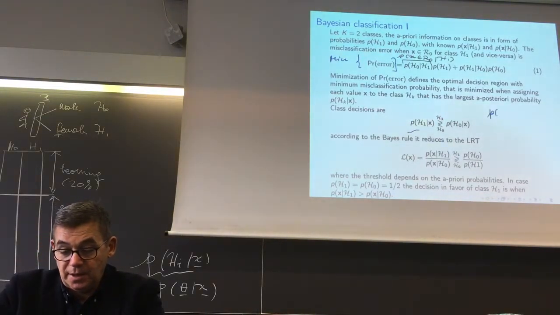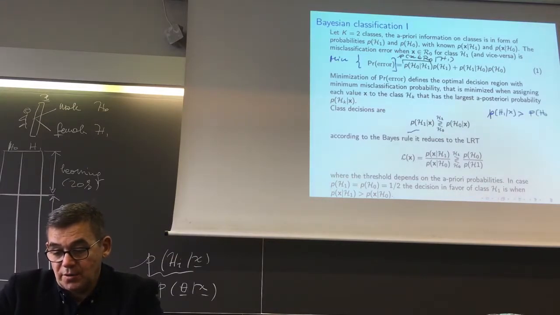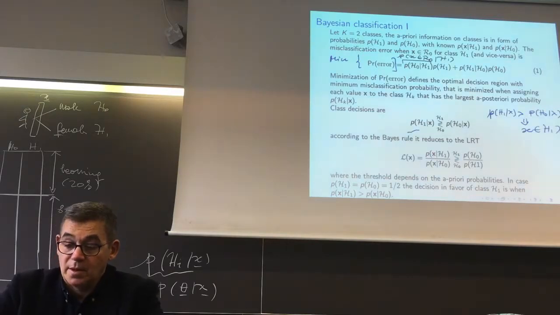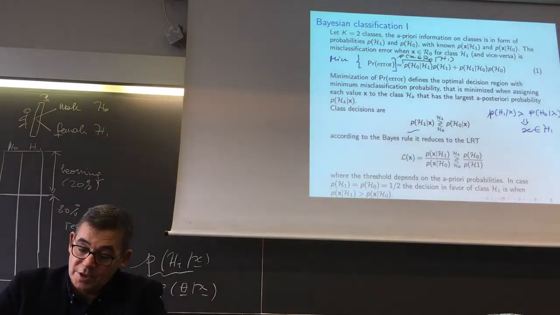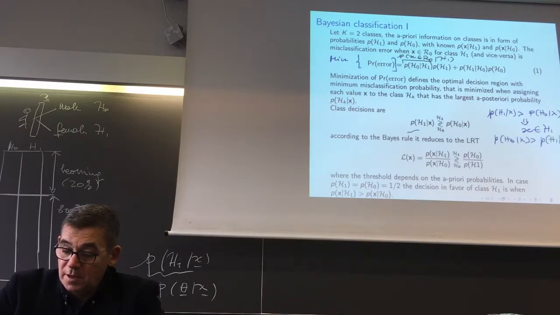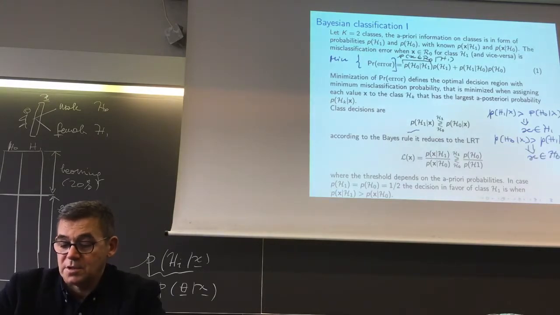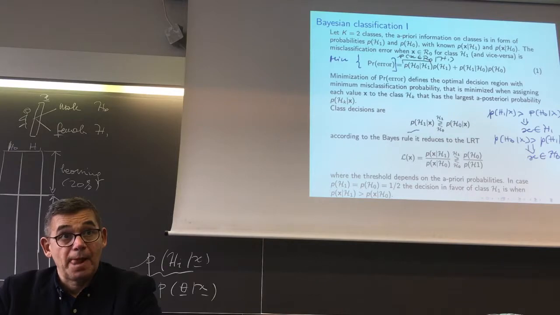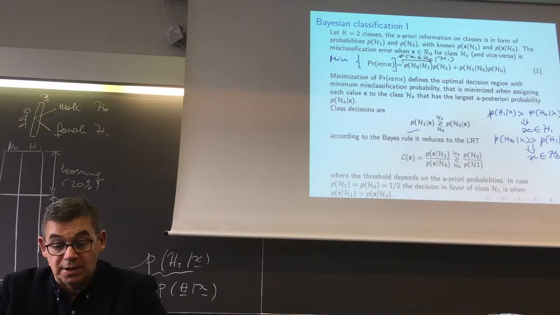So if P(H1 given X) is larger than P(H0 given X), then I decide for X belonging to H1, and the reverse: if P(H0 given X) is larger than P(H1 given X), then in this case I decide that X belongs to the class H0. Now, you know, I can use the Bayes formula, similarly as I did in the past.